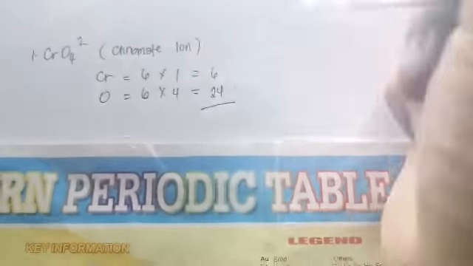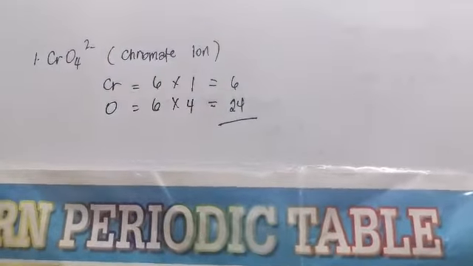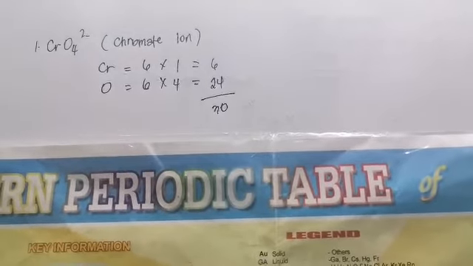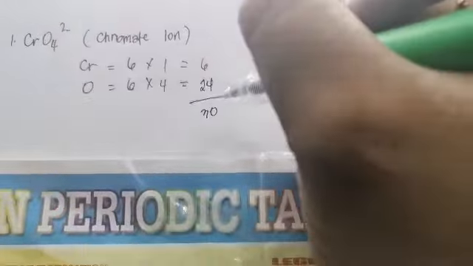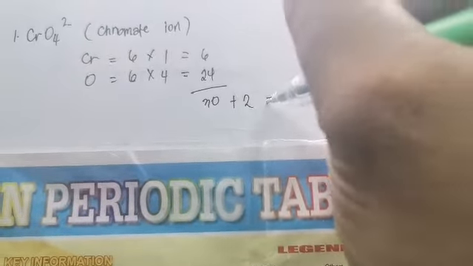And next, do the operation. 6 times 1, you have 6. 6 times 4, you have 24. Now, add all. Okay, so you have 30. So, 30, and don't forget that you have here the 2 negative. So, you are going to add 2 there.